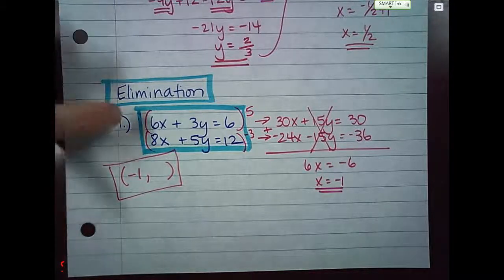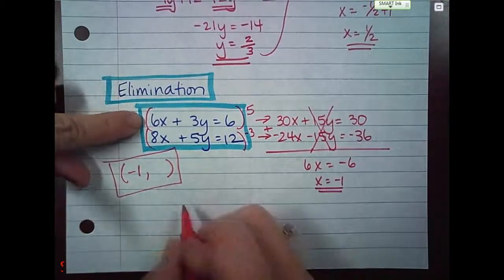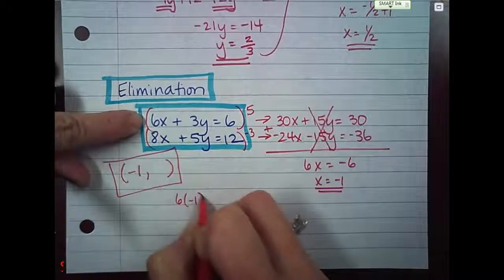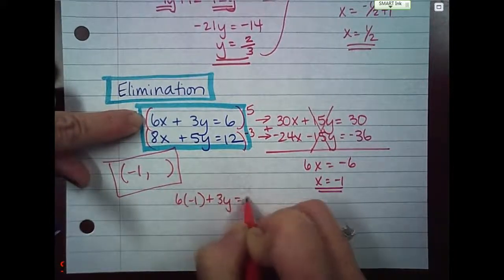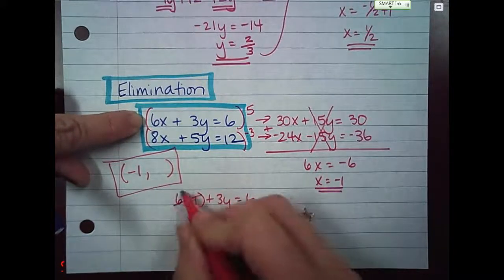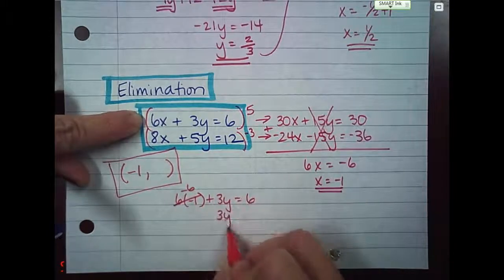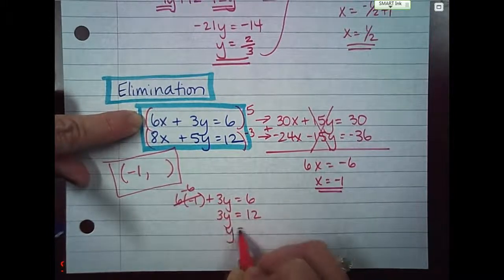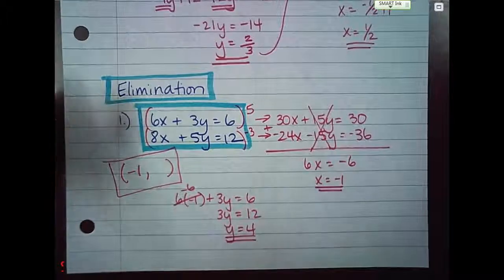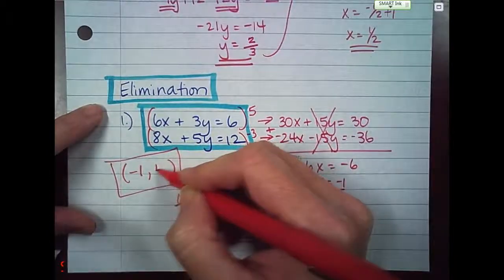I'm just going to pick this first line right here. So 6 times negative 1 plus 3y equals 6. This is a negative 6. So add 6 to both sides, and 3y equals 12. y is 4. So your ordered pair that works is negative 1, 4.